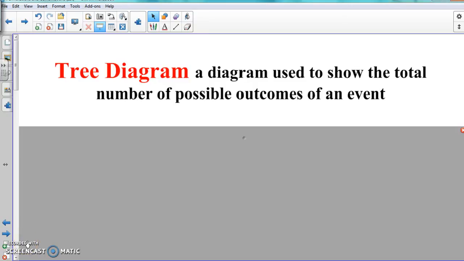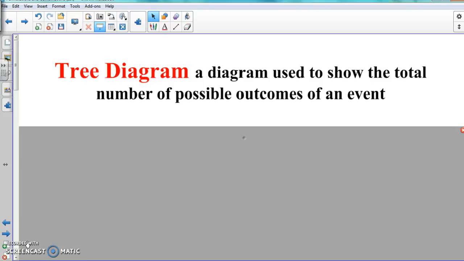Cool. The next thing we're going to deal with is hopefully something that you've seen before, probably back at elementary school or middle school or maybe high school: a tree diagram. And we have a definition for it. A tree diagram is a diagram used to show the total number of possible outcomes of an event.